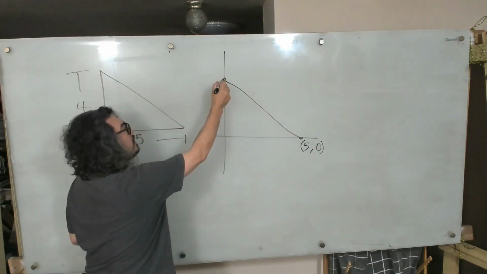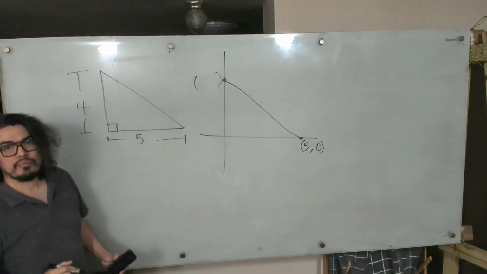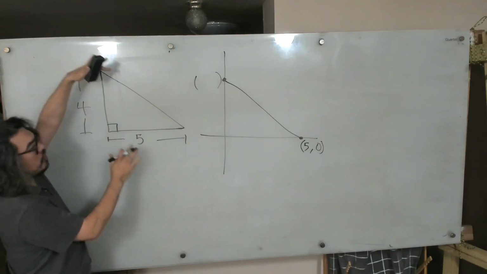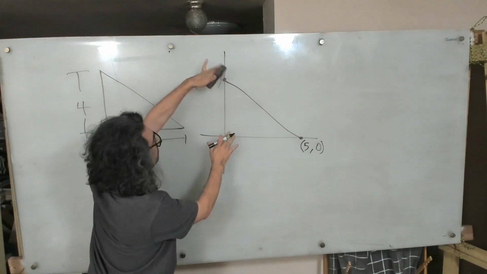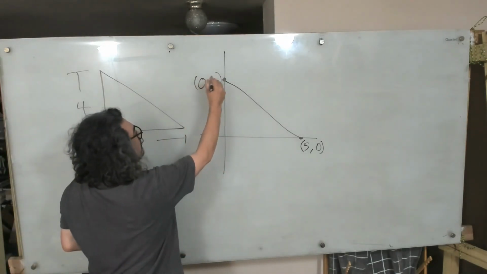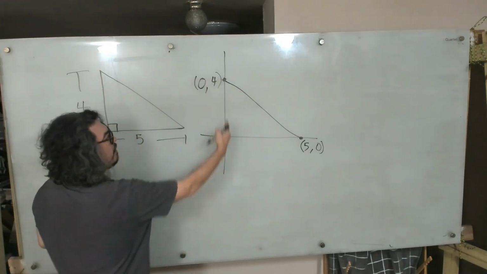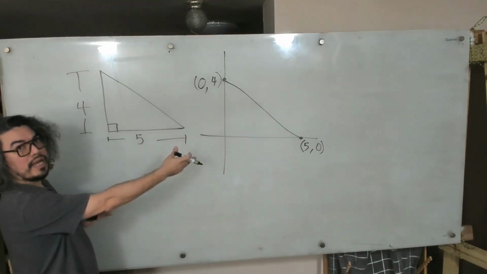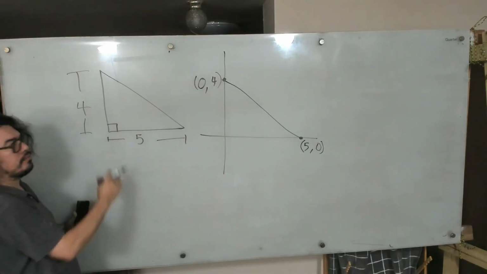And by the same kind of reasoning, I suspect you all are beginning to imagine what this point should be. What should this point be if I've placed this here on the y-axis? I think all of you would agree that the point should be (0, 4) because it's 0 along the x and 4 along the y. And of course, the fact that the x and y axis are perpendicular gives us our right angle.